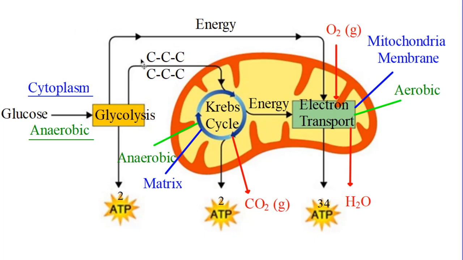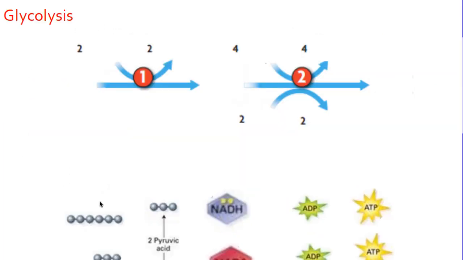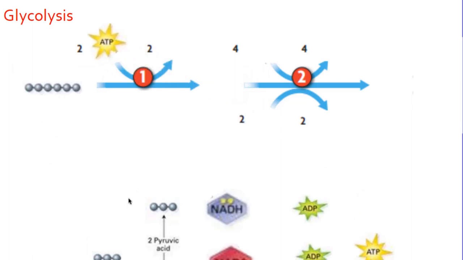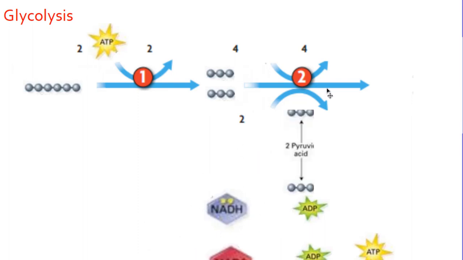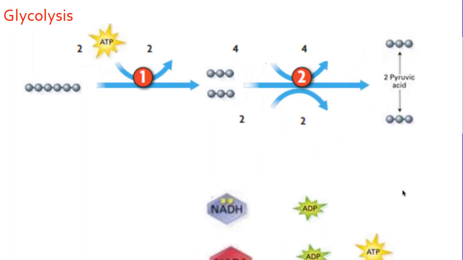Let's just zero in on glycolysis. What's happening in glycolysis? Of course, we have our glucose molecule coming in, and we have 2 molecules of ATP coming in to break those bonds. It breaks the bonds into 2 3-carbon molecules. Then these 2 3-carbon molecules end up morphing into a much better molecule able to be used, which we call pyruvic acid.